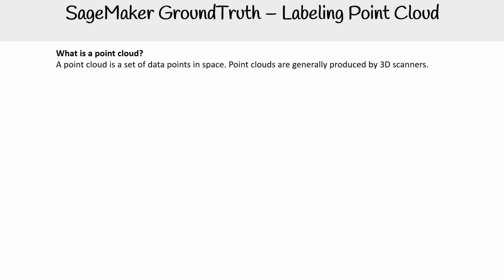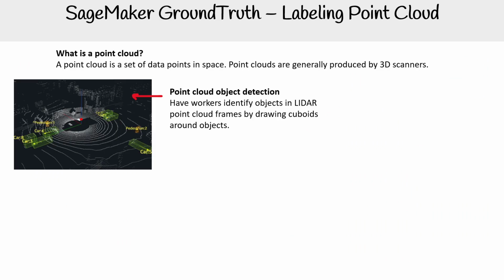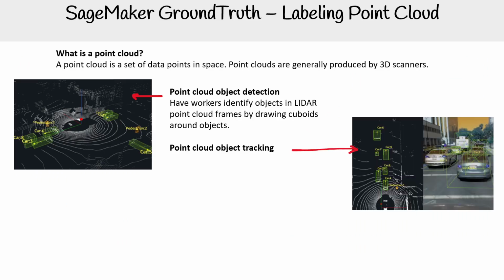Then we have point cloud. So what is a point cloud? A point cloud is a set of data points in space. Point clouds are generally produced by 3D scanners, which are pretty high tech. And so, you have that information there.